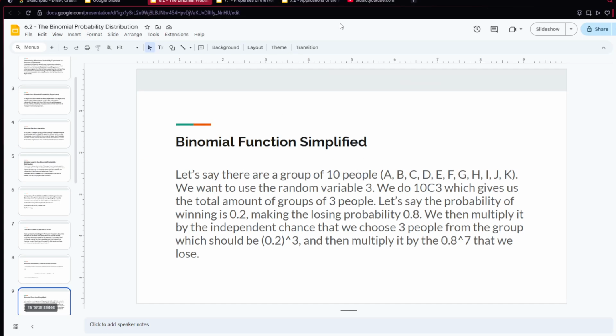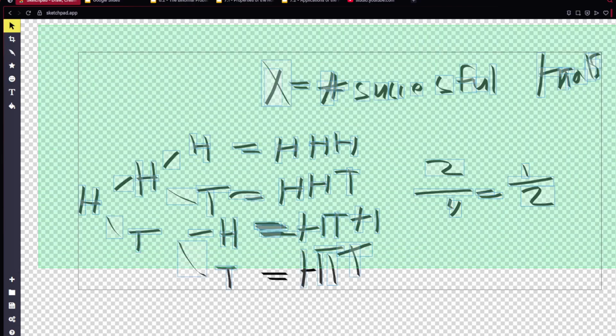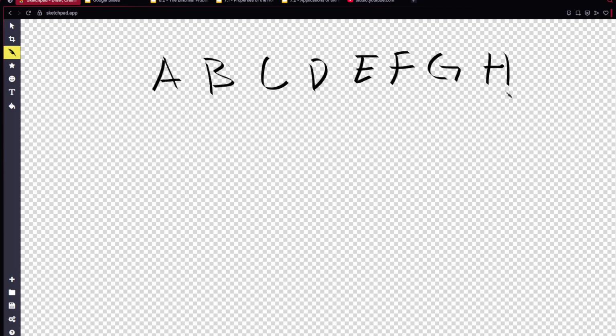Okay, we'll use this example, and we have 10 people: A, B, C, D, so it goes up to J. Let's assume that we want to pick 3 successes each time. So we'll interview these people, and we'll make a binomial probability distribution.